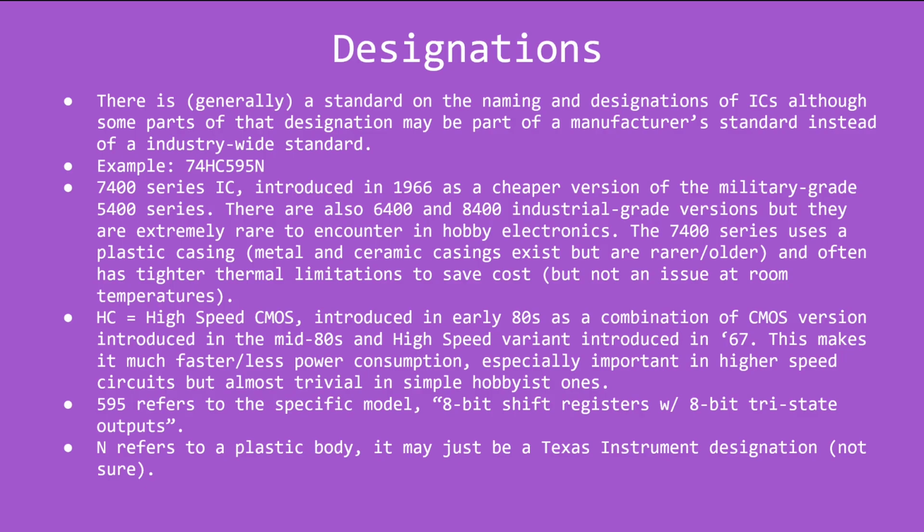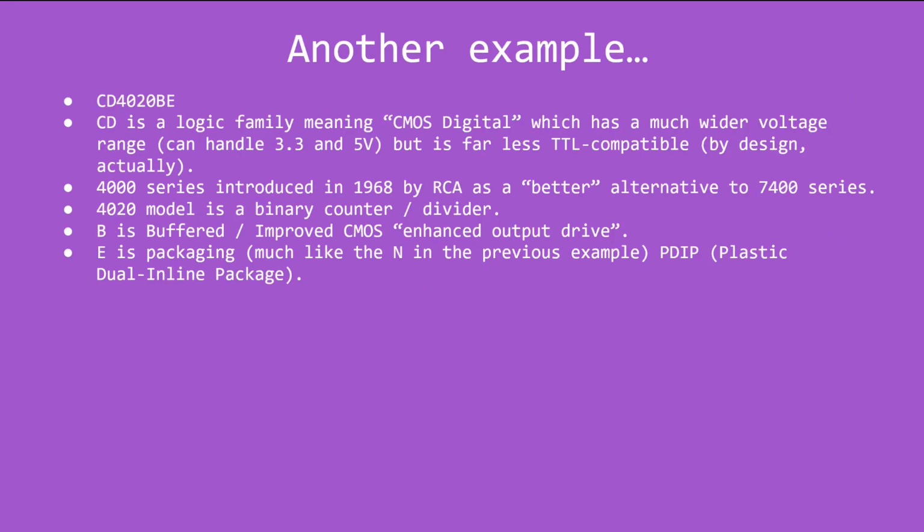HC means high-speed CMOS, which got introduced in the early 80s, and the 595 is a specific model. In this case, it's an 8-bit shift register with an 8-bit tri-state output. Again, we'll go over this in a later video. And N just refers to the fact that it has a plastic body.